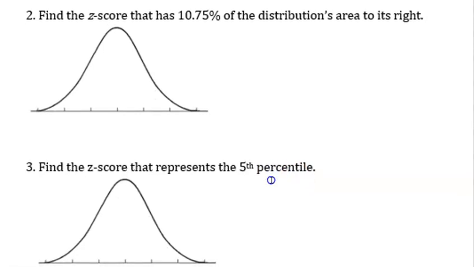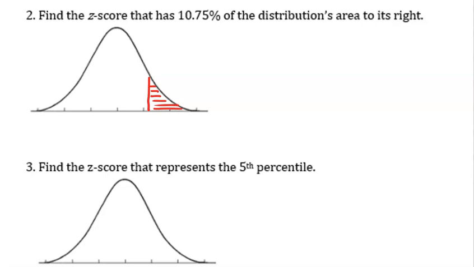In the second example, we are looking for the z-score that has 10.75% of the distribution's area to its right. So it does not have a lot of the area under the curve to the right. It only has a little bit more than 10% of it. So that would look something like this.